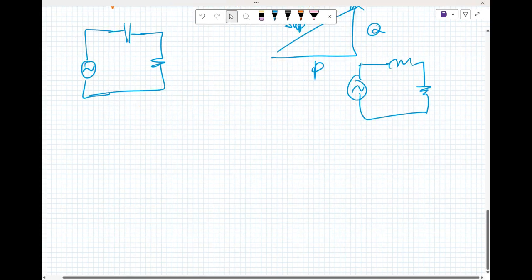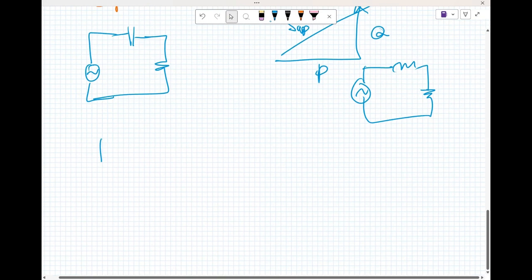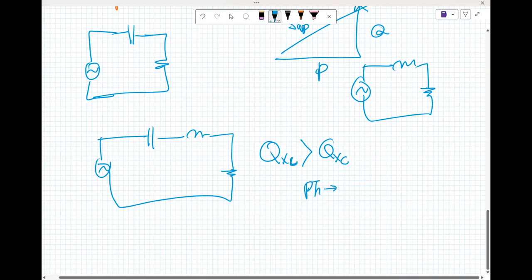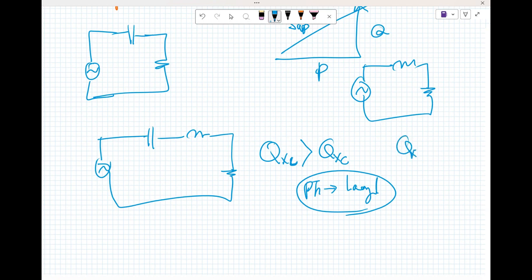However, if you see the capacitor, the inductor, and resistor, how can we classify the leading power factor or lagging power factor? From the circuit, you can calculate the X sub L and X sub C. So maybe the Q sub X sub L is greater than the Q sub X sub C. In the power triangle, the power factor is lagging, okay? But however, Q sub X sub L less than Q sub X sub C, the power factor is leading, okay? That is what you have to do.